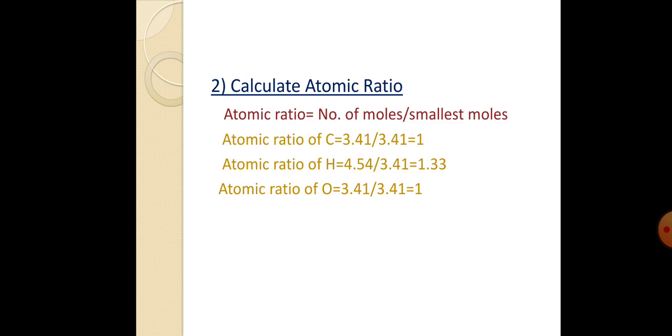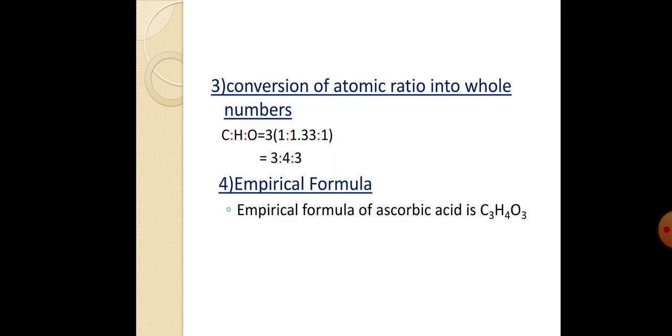In the same way, calculate the atomic ratio of oxygen. For this purpose, divide the moles of oxygen, 3.41, by the smallest mole value 3.41, and the answer becomes 1. So we obtain the simplest ratio as 1, 1.33 and 1. Here you can see that 1.33 is not an exact whole number, it's a fractional number. So in order to convert it into a whole number, we need to multiply all the atomic ratios by some suitable digit.